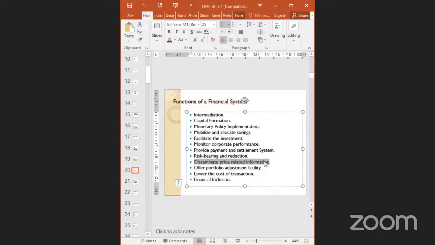Next one is called offer portfolio adjustment facility. So do you know what is portfolio? What is portfolio? Do you know?